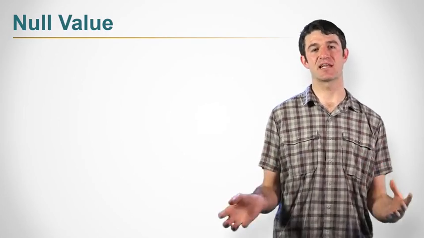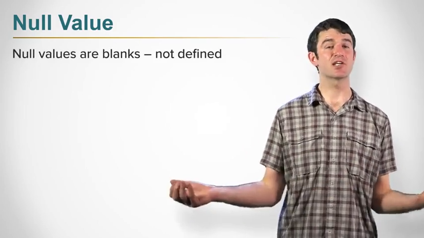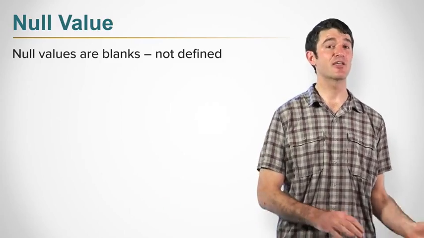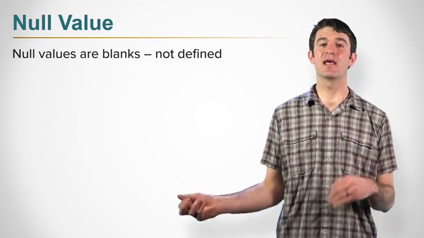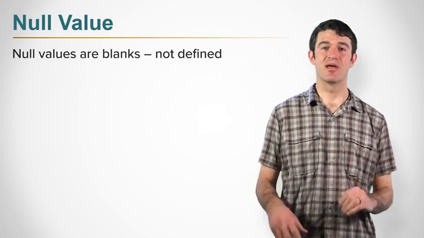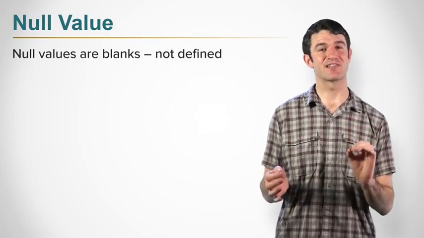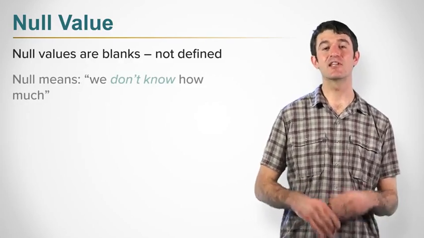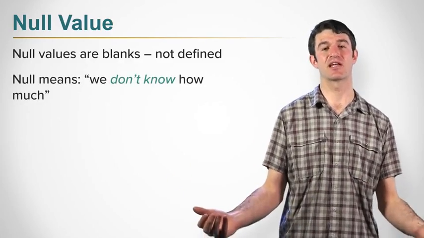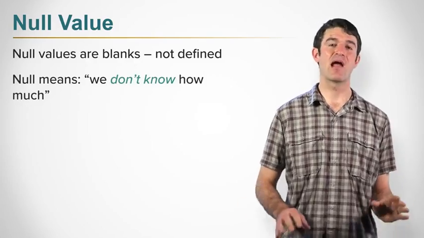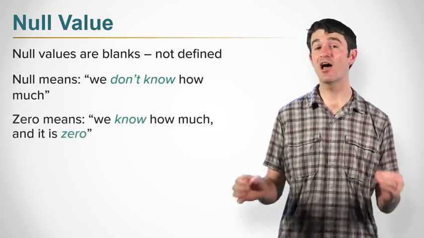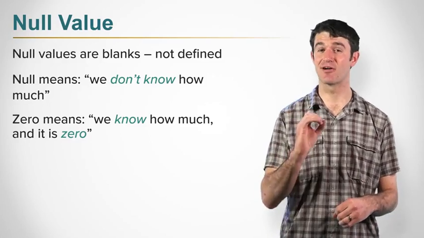We have a few other things to talk about when we're talking about data types and data tables. The first of these is the concept of the null value. Null values are just blanks. They mean that a value is not defined. It's not the same as zero though, no matter how much we often want to make it be zero. Null means we don't actually know how much of something there is. We don't have the data. Whereas zero means we know how much of something there is and it is zero.